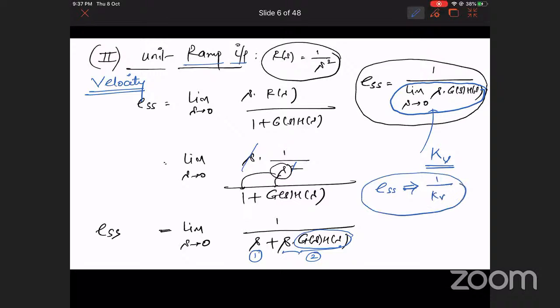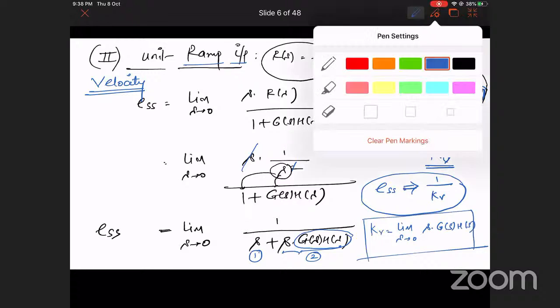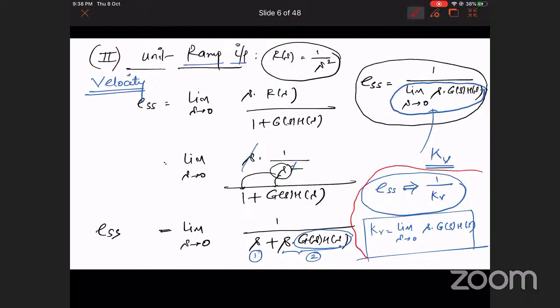Again, this formula, that is ESS in terms of KV, you can write only and only if it is a unity feedback system. Otherwise, you can't write. So only for a unity feedback system, I can declare my KV as limit s tends to 0, s into g of s, h of s. What I have written and highlighted with red color is applicable only if h of s equal to 1, which means it is a unity feedback system. Please never ever forget this.